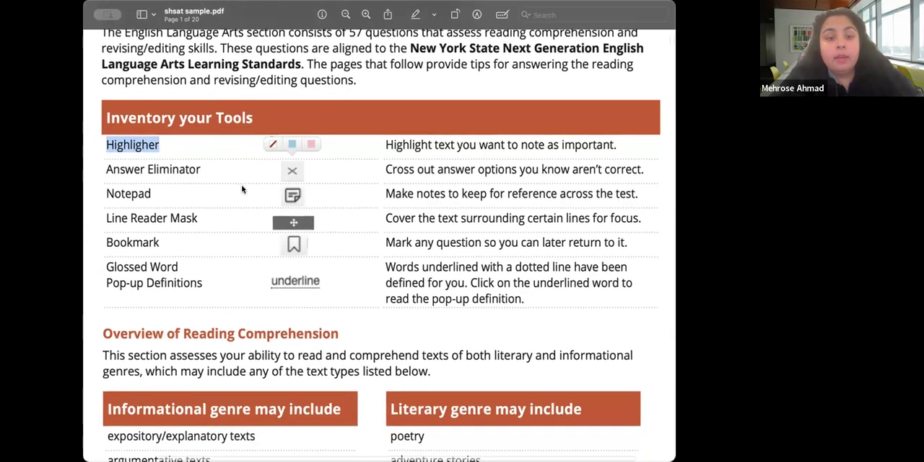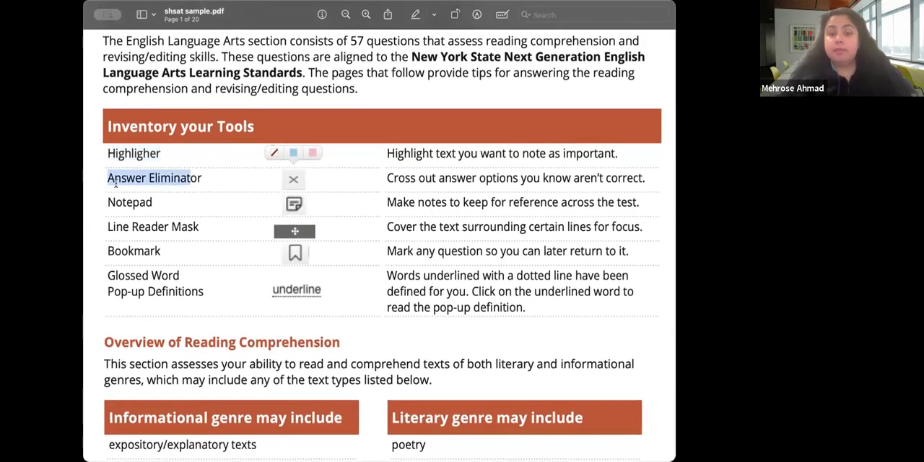Answer eliminator. Now, this is a very, very important tool, especially in the English language arts section. While in mathematics, you may be doing calculation ultimately to get to a final answer, in English language arts, the whole point is to take a passage in its totality, understand a question, and understand what the best answer to that question will be with consideration of the passage.